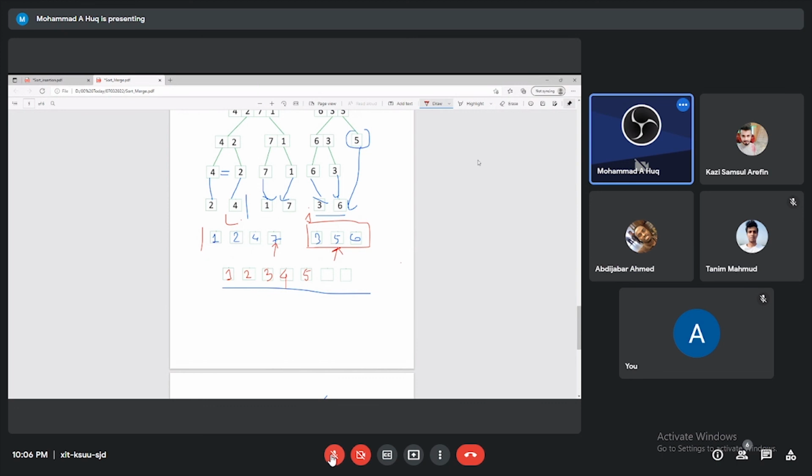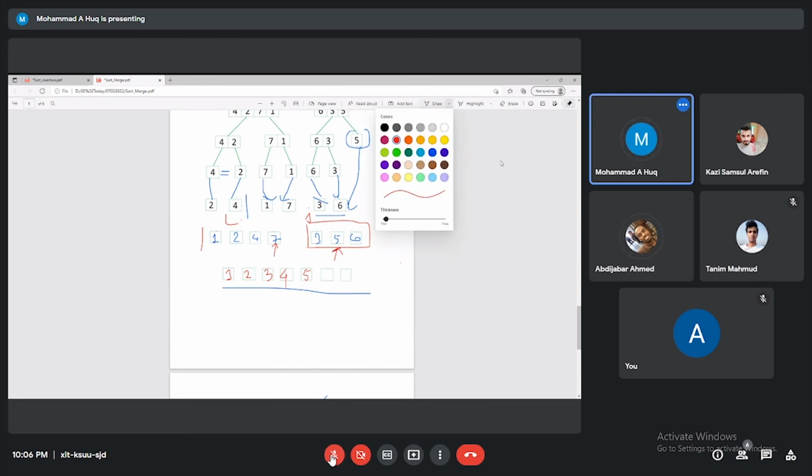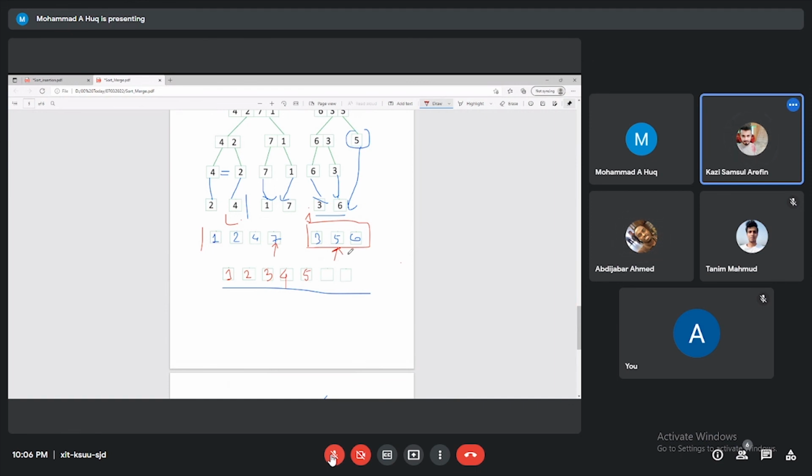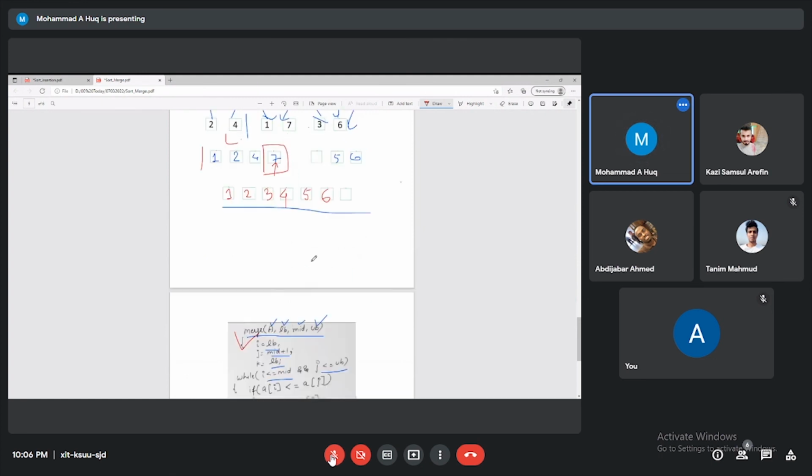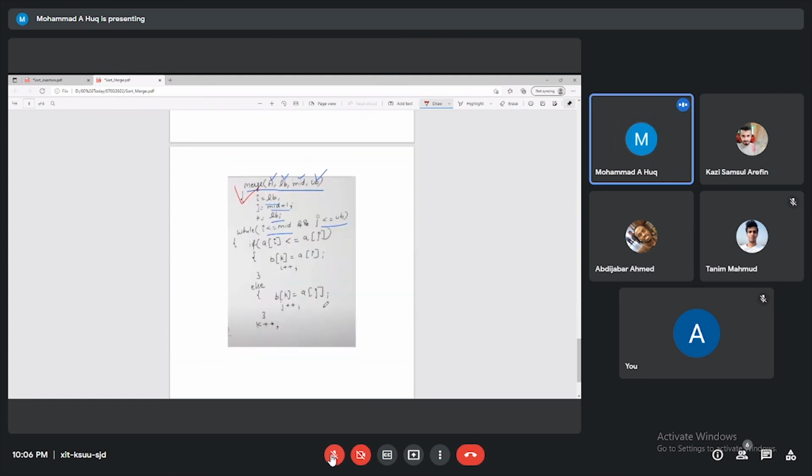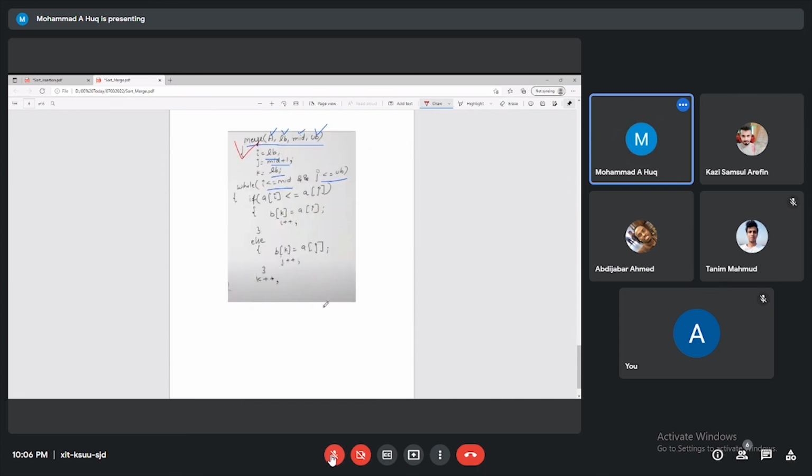This is a very bad example. Anyway, why I am calling it bad, I will explain later. Then what will happen? So 6 and 7 are compared. The marker will shift right here, and 6 and 7 will be compared. And after that, there is nothing to compare. So, 7 is the left hand.